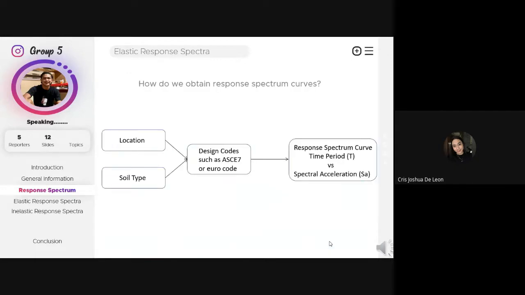The next is, how do we obtain response spectrum curves? If we know the location of the building and the type of the soil, we can use one of the national codes such as ASCE 7 or the Eurocode to draw or to design the response spectrum curve and spectral acceleration.